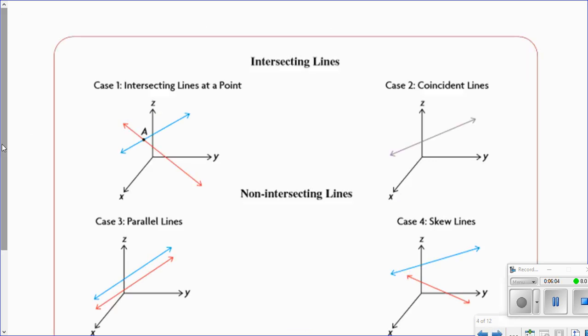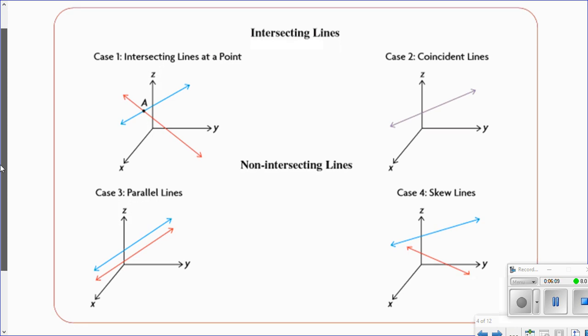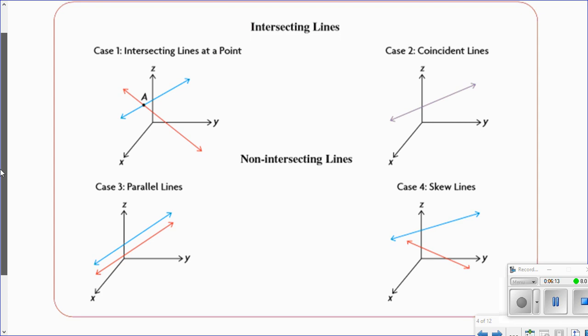Here visually is what this looks like: intersecting lines at a point, and then coincident lines. Those lines are intersecting. They either intersect at a point or they're coincident. And the other situation, case 3 and case 4, is when they're not intersecting, so when they're parallel or when they're skew. And remember, notice that all of these are in 3-space situations.